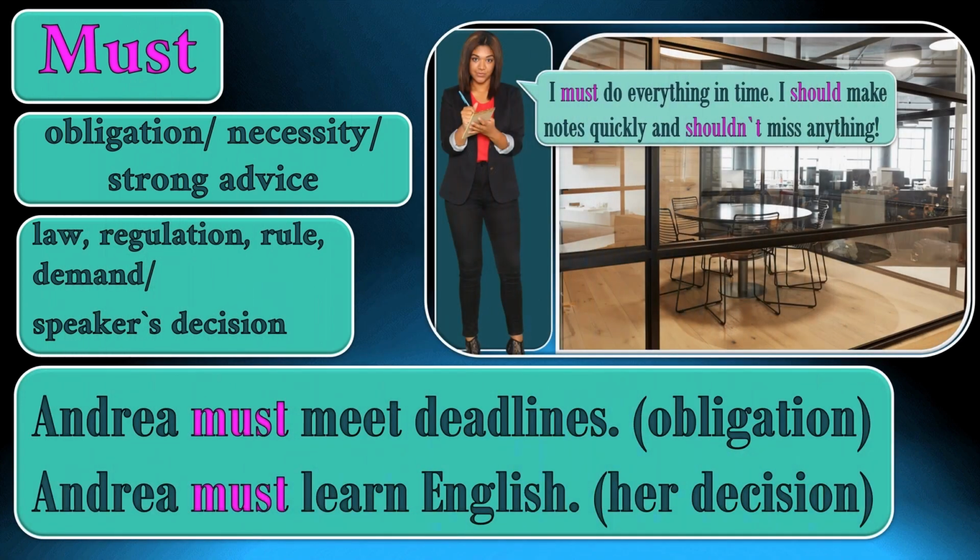The modal verb must is used to express obligation, necessity, or strong advice. We use it to talk about law, regulation, rule, demand, or to express the speaker's decision. Andrea says, I must do everything in time, which means Andrea must meet deadlines. It's her obligation. Andrea must learn English. It's her own decision.